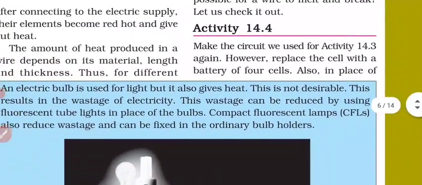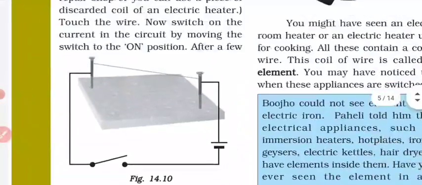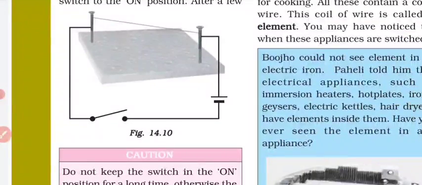Now we have to perform another activity. In this we use the same circuit that we used earlier, like this one, and instead of this nichrome wire we replace it with steel wool. The steel scrub that we use for washing utensils in your kitchen, that steel wool we are using in place of the nichrome wire.